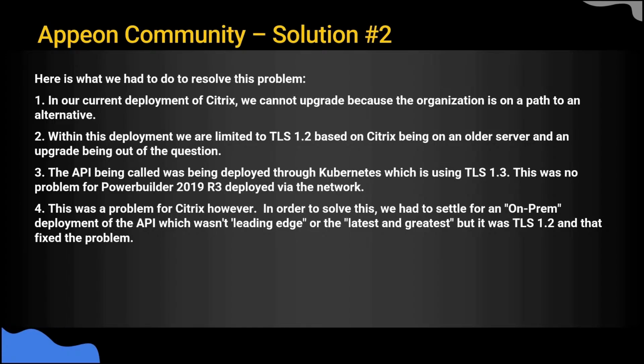This was no problem for PowerBuilder 2019 Release 3 deployed via the network. However, this was a problem for Citrix. In order to solve this, we had to settle for an on-prem deployment of the API, which wasn't leading edge or the latest and greatest, but it was TLS 1.2 compliant, and that fixed the problem. So, hopefully, if any of you ever deploy this code through Citrix, this will prevent you from having that particular headache.